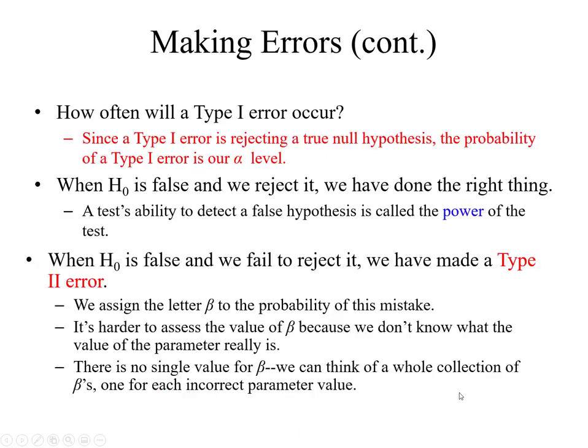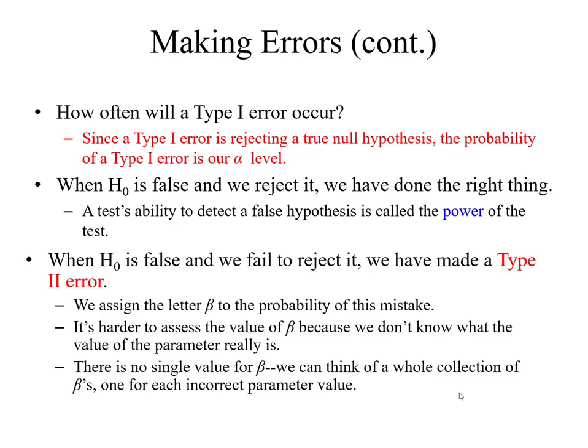So how often will a type 1 error occur? This is the question, and you need to find the probability. Since a type 1 error is rejecting a true null hypothesis, the probability of a type 1 error is our alpha level. Normally we use alpha, which denotes the level of significance. It denotes that the quality of the product is good, but you reject it.